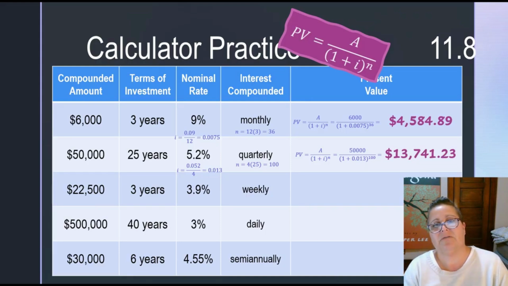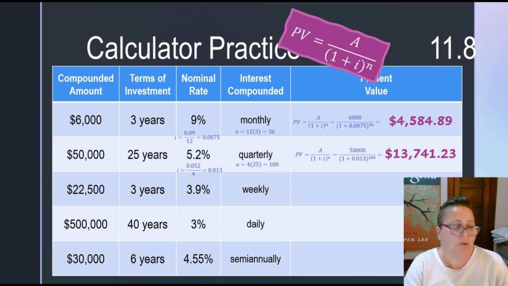Compared to the $50,000, this is very little, right? $50,000 versus 13 or 14 almost. But you got 25 years to grow. 25 years for the money to grow. And when you have a lot of time, you can start with a smaller amount of money.